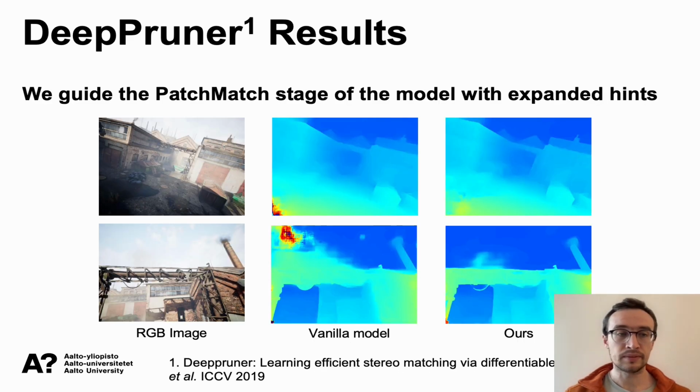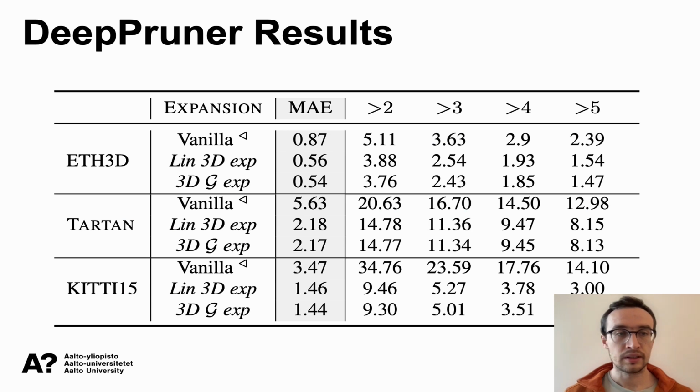The second model is the DeepPruner, and in this case, we guide the patch matching stage. Instead of searching on the full range of possible disparity, we search in a neighborhood close to our guidance, and this proved to be very effective to remove artifacts and also to sharpen the details. Numerically, this is what you obtain in our ablation study.